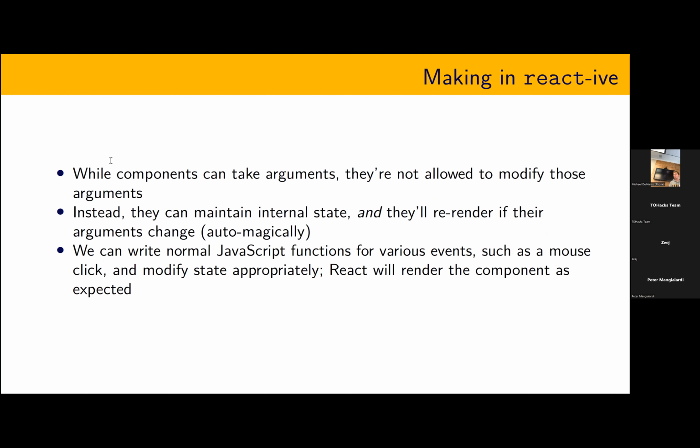So components, as mentioned, can take arguments, but they're not allowed to modify these arguments. If we want to modify some kind of state, that has to be internal to a component. And once their props, their properties or arguments, are updated, or their state updates, then they re-render, which is really cool. And we'll see that in our calculator-ish example. We can write normal JavaScript functions within our React components as well, and use them to handle various events, like a mouse click or what have you. It can all be just normal vanilla JavaScript that you're used to, and this can live right inside your React component, which is really cool.